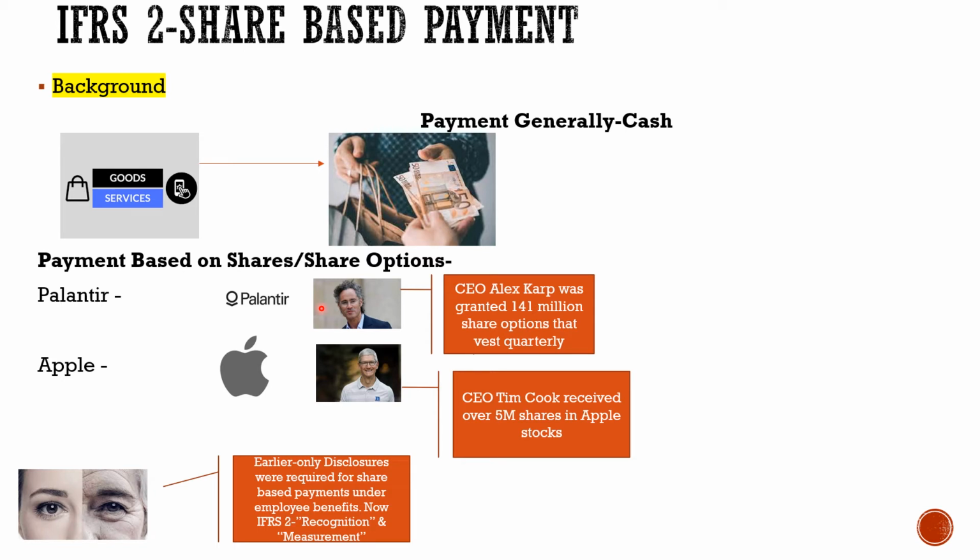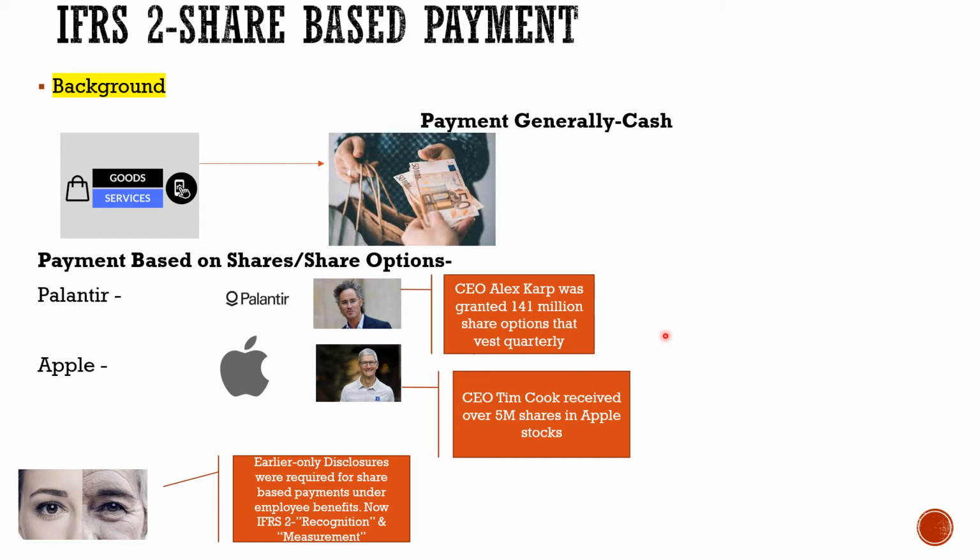Another example is that of Tim Cook, a very famous figure associated with Apple. Now, the CEO, Tim Cook, was given 5 million Apple stocks, and this was part of his compensation package as per the 2011 agreement, which benchmarked Apple stock performance with peers in the S&P 500.